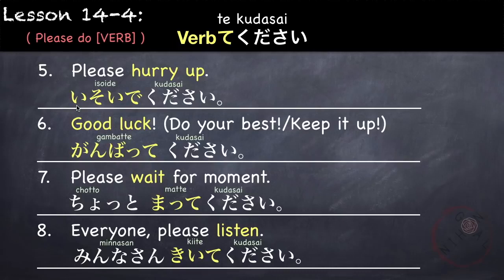In a normal conversation or to be more commanding, you can just say the te form of the verb without kudasai. For example, isoide, hurry. Or gambatte, good luck. Matte, wait. Kiite, listen. But we add kudasai to be more polite. So please hurry up. Or please wait. Or please listen.